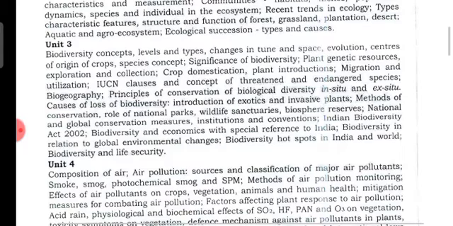biological diversity, in situ, ex situ, causes of loss of biodiversity, introduction of exotics, invasive plants, methods of conservation, role of national parks, wildlife sanctuaries, biosphere reserves, national and global conservation measures, institutions and conventions, Indian Biodiversity Act 2002, biodiversity and economics with special reference to India, biodiversity in relation to global environmental change, biodiversity hotspots in India, and world biodiversity and wildlife sanctuaries.